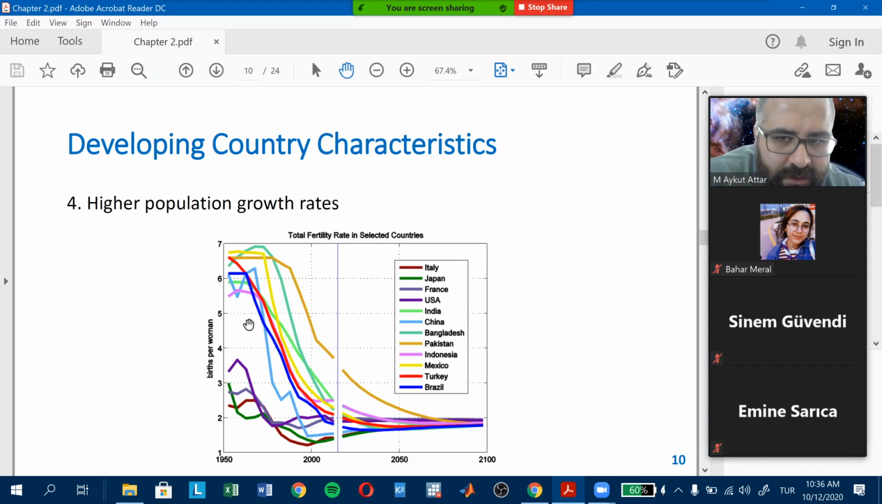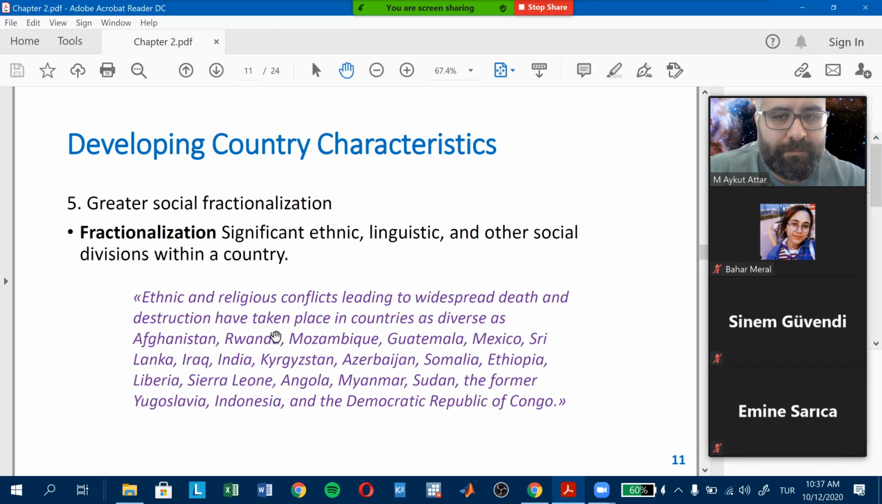So developing countries have much higher fertility rates, and in some of the developing or underdeveloped countries, we also see higher mortality rates as well. That type of difference matters a lot, and in the upcoming weeks, when I discuss education and population, I will return back to such demographic issues.